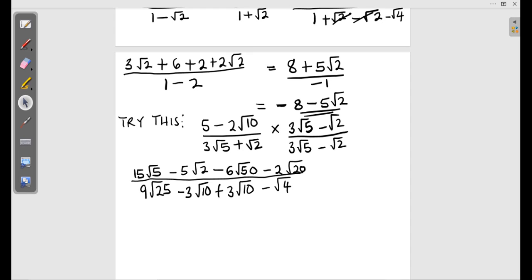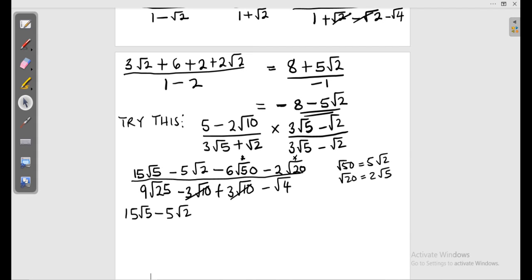Now, we will see that root 50 is reducible. Root 20 is also reducible. So let's quickly check that out. Root 50 is the same thing as 5 root 2. Root 20 is the same thing as 2 root 5. So that will give us 15 root 5. Let's not forget that minus 3 root 10 will cancel 3 root 10. So 15 root 5 minus 5 root 2.